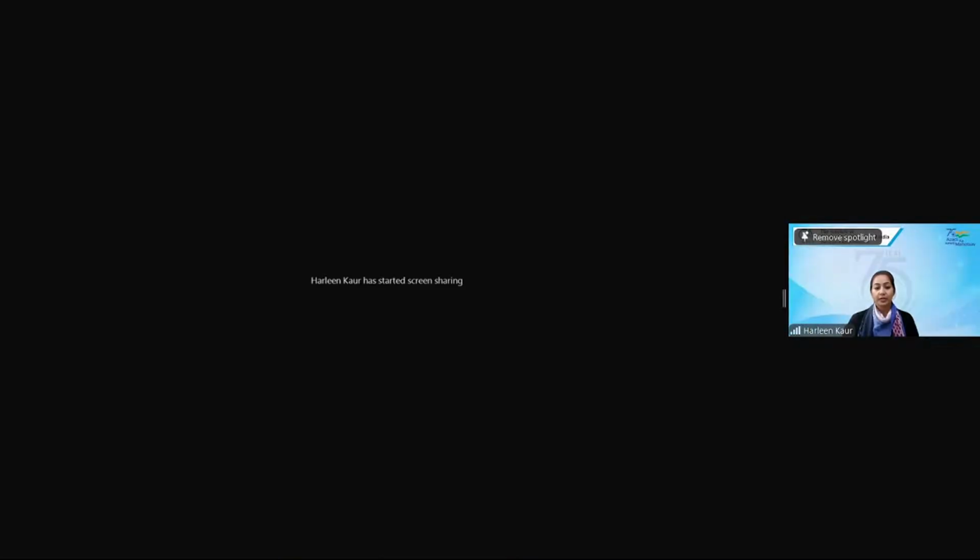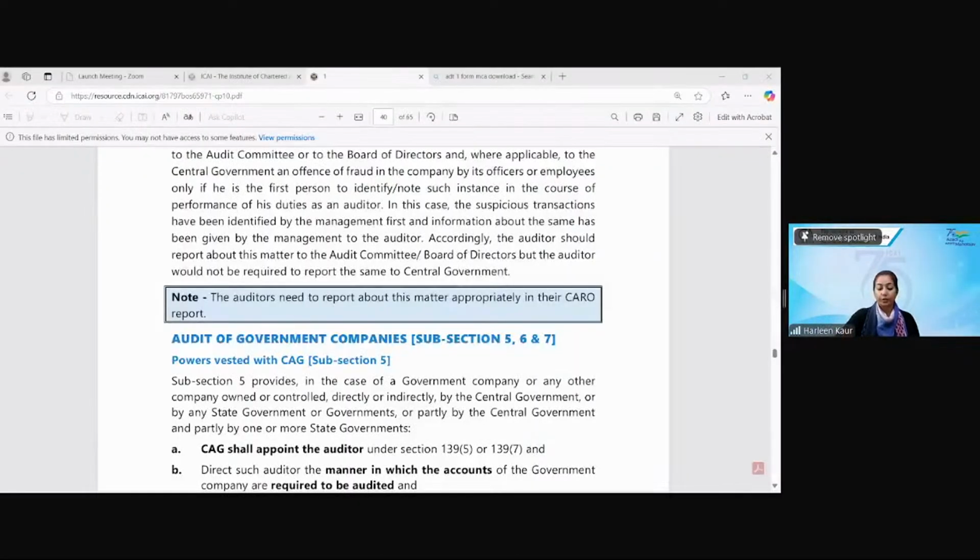So now let's move ahead to the point of audit of government companies. Can you tell me, you can answer me here on the query pad. Those who are here in the Zoom meeting also, they can answer me back here. How is the auditor of a government company appointed? What was the procedure for appointing the auditor of a government company?